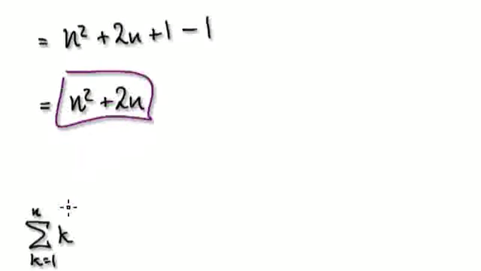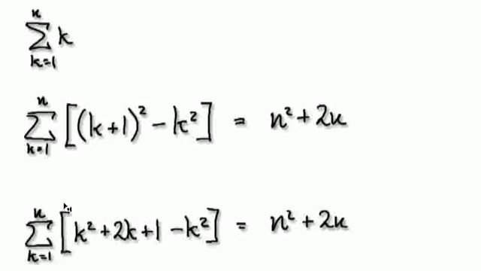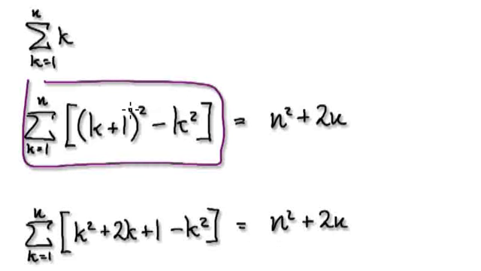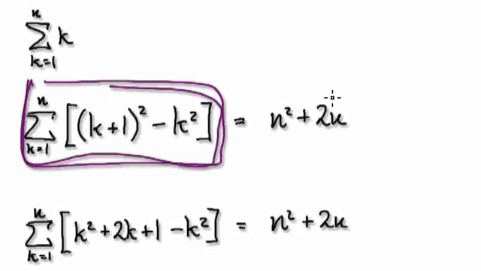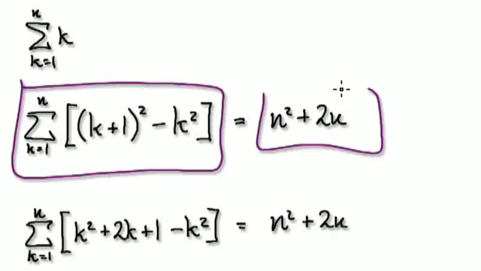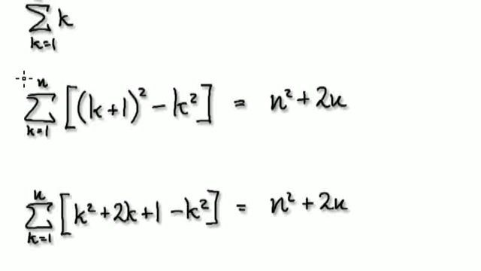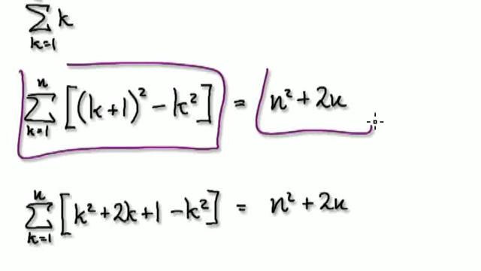So, a summary. We set out to prove this. But in order to prove this, we consider this sequence here. This sequence here equals this thing here. So after all that, this thing here equals this thing here. But now this thing here equals this.